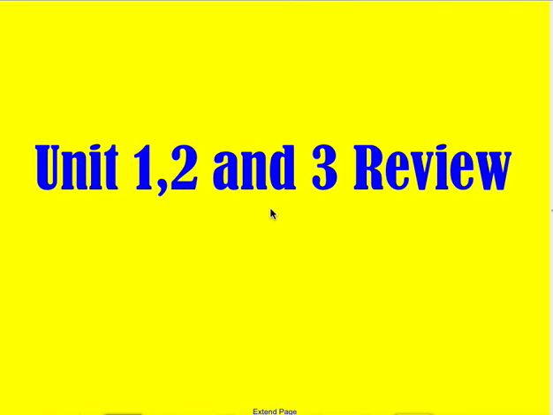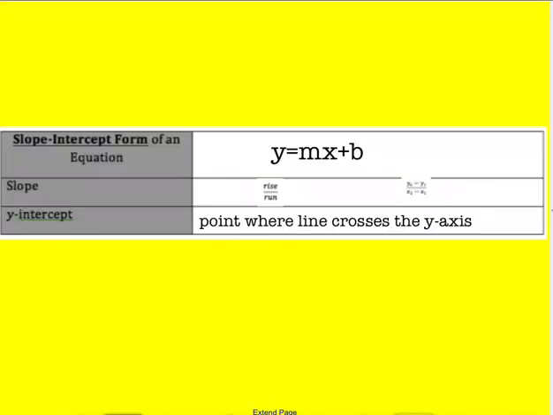We are going to start off by reviewing unit notes 1, 2, and 3. So let's start by reviewing some of our forms of equations. First, our slope-intercept form of equation is y is equal to mx plus b. Remember that your m represents your slope, and your b represents your y-intercept.